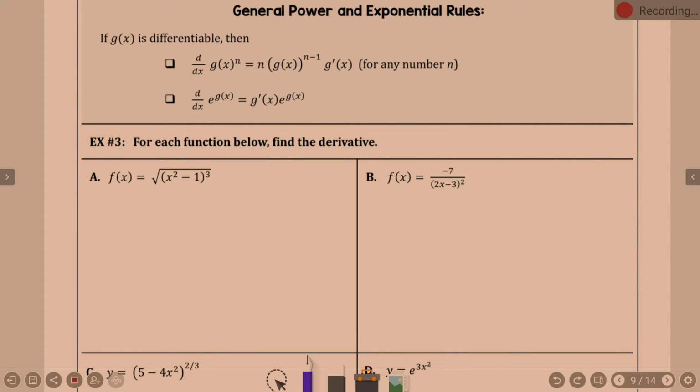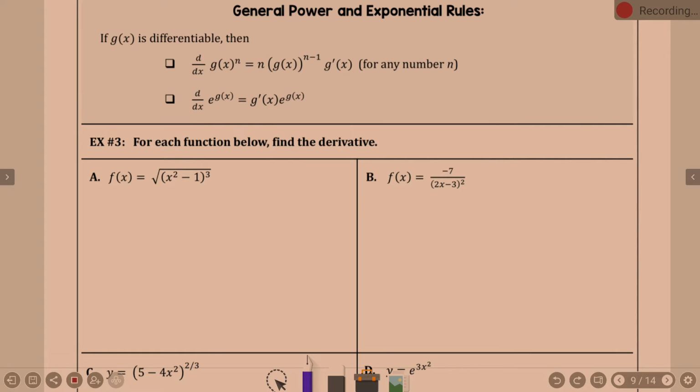Okay, so a couple of things here. General power and exponential rules. So if g is differentiable, this is kind of what we've already done, but this is saying just the derivative of something raised to the n power. That's what we just did, because we just did some function raised to the third, right? So it's just saying that the idea of moving that power out front, keeping that inside g of x the same, subtract 1 from the power, then times the derivative of the inside. That's what we've already done.